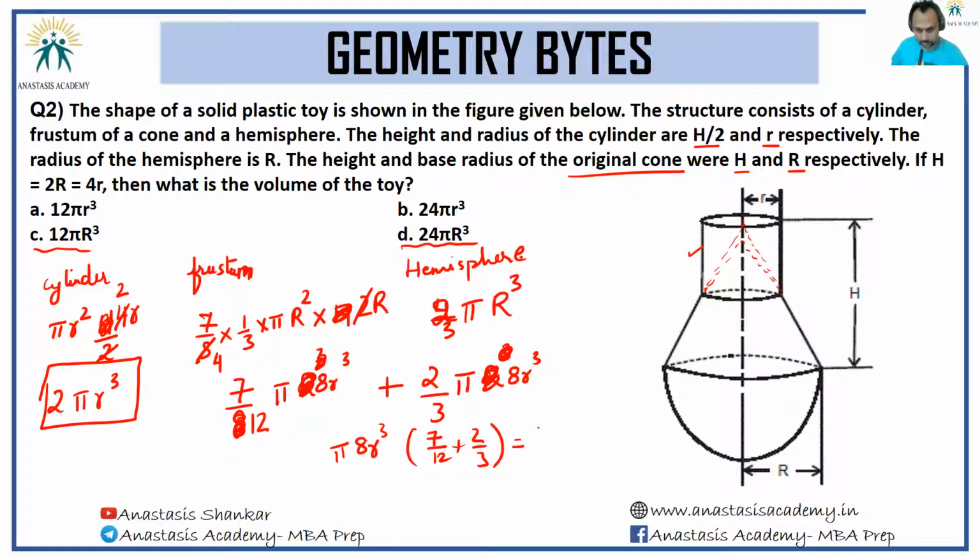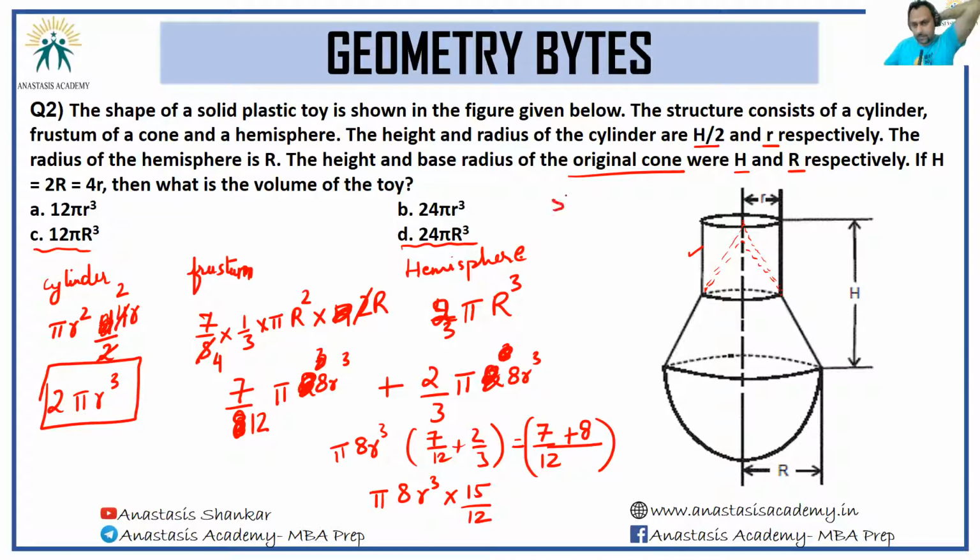Let's see. 7 by 12 plus 4 times 8 by 12. Yes, that is precisely what I will get here. So I'm getting pi 8. I should have taken care of it here itself. Anyway, not a problem. 15 by 12. Is this appropriate? How is it coming out to be such a good number?